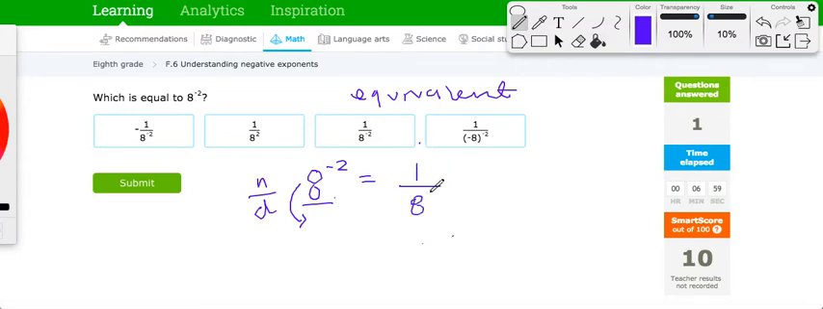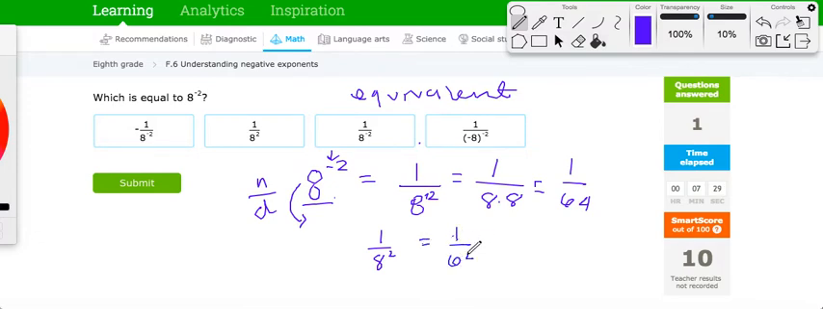So 1 over 8 squared. Now it's positive because you went opposite, right? That means opposite. So if it's whole number, it wants to go to the denominator. So now can I evaluate this? What's 8 times 8? 8 times 8 is 64. So look, here's an answer, 8 squared. That's equivalent to 1 over 64.